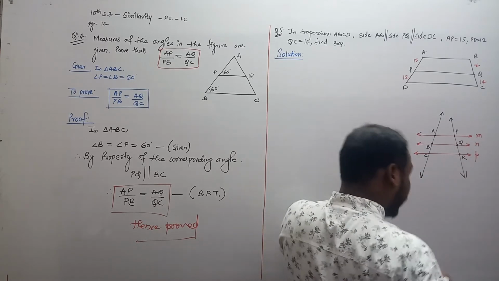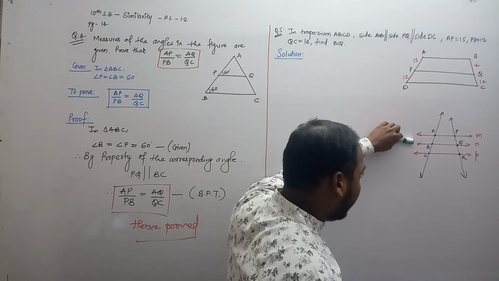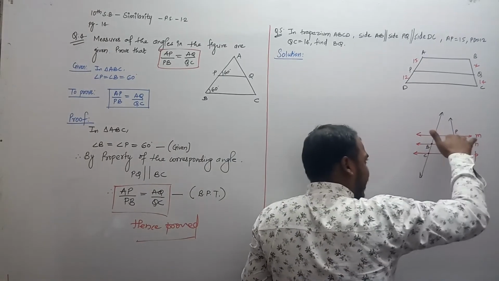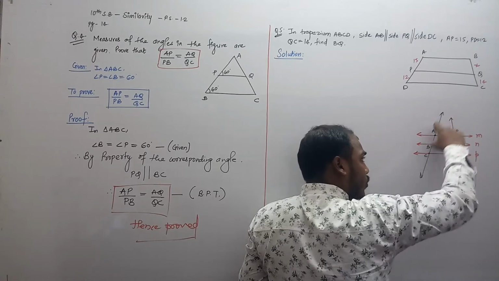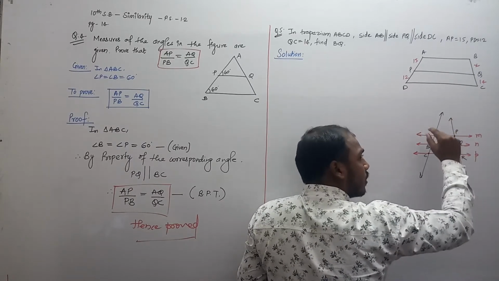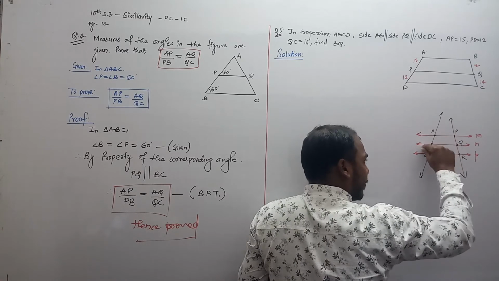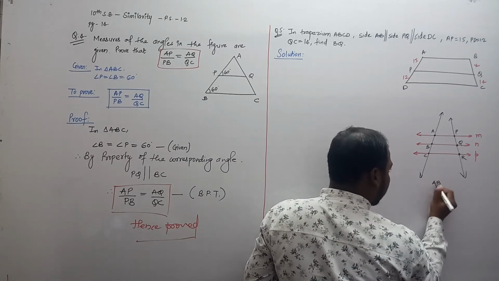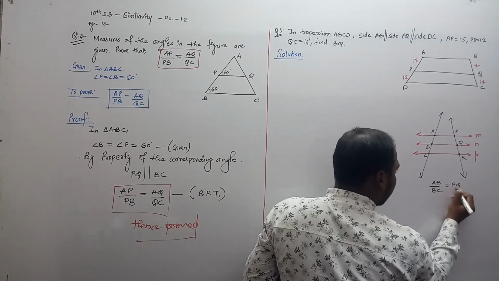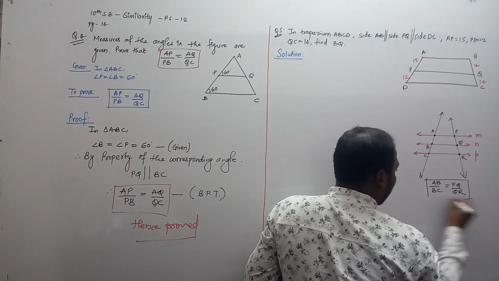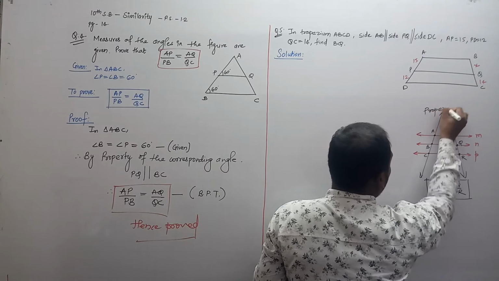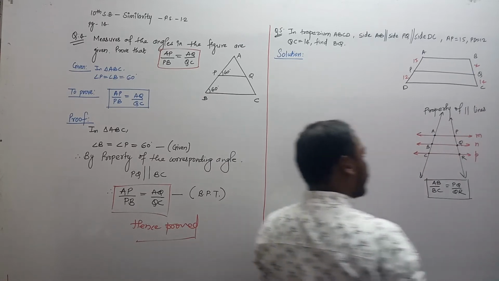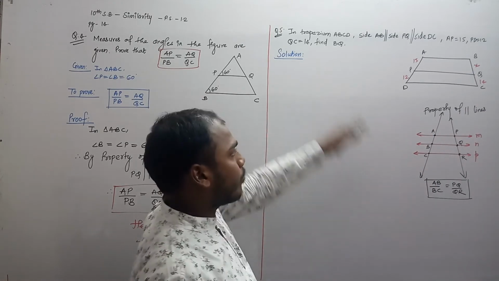So what is the property of the three parallel lines? If we have three parallel lines and any two transversals, then these three lines divide those two transversals in the same ratio. AB divided by BC is equal to PQ divided by QR. So simply we can say that because of the property of parallel lines, we can write AB divided by BC equals PQ divided by QR. This is the property of the parallel lines. We will use the same property for this question.